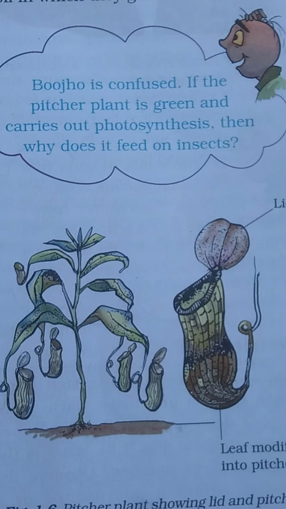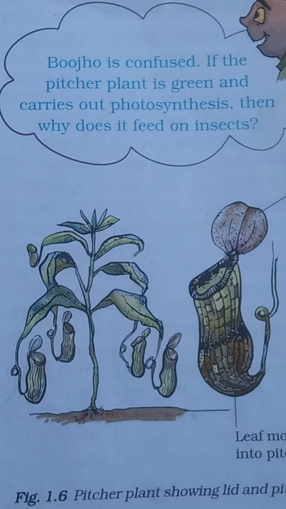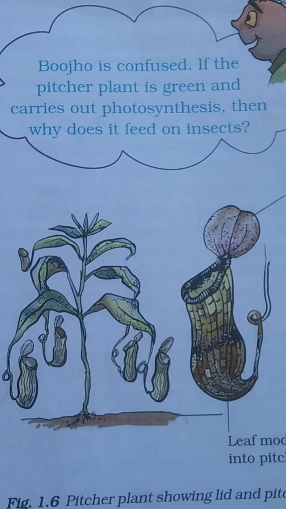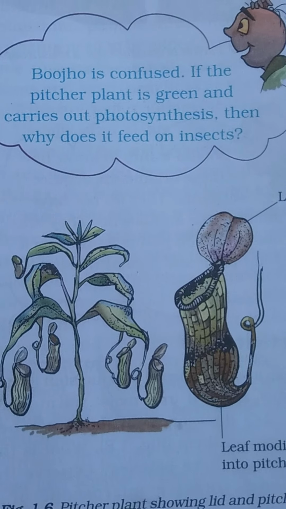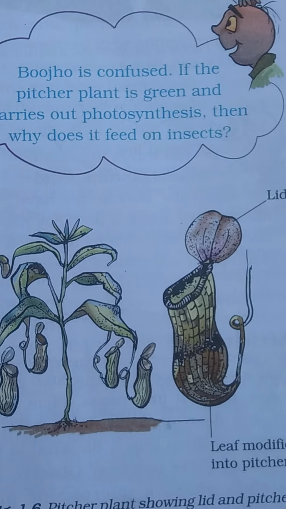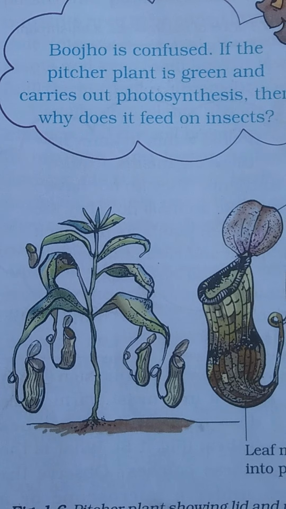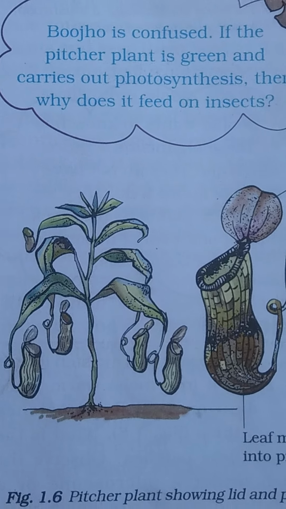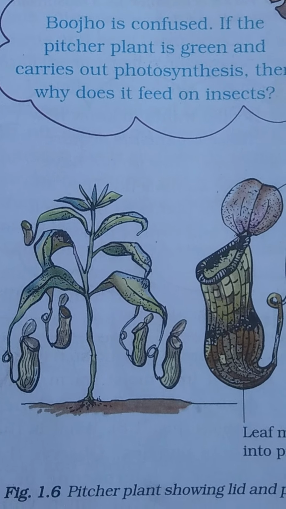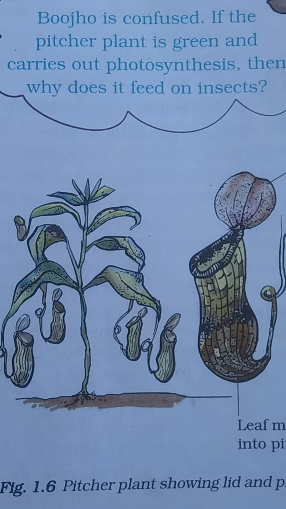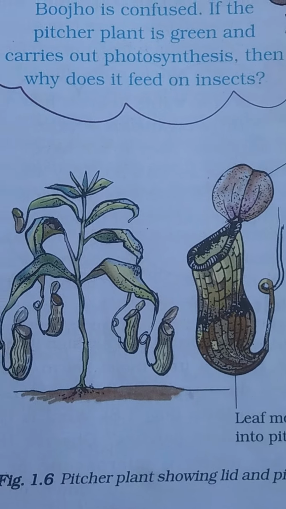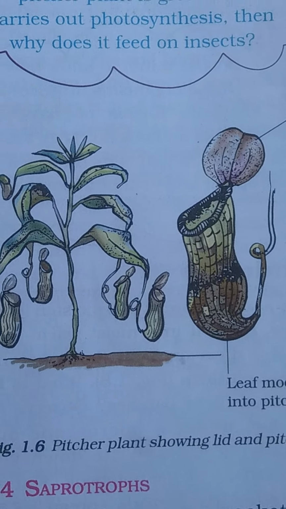Inside the pitcher there are hair which entangle the trapped insect. The lid closes and the insect is trapped. The insect is killed by the juices secreted in the pitcher and its nutrients are absorbed. Such insect-eating plants are called insectivorous plants.